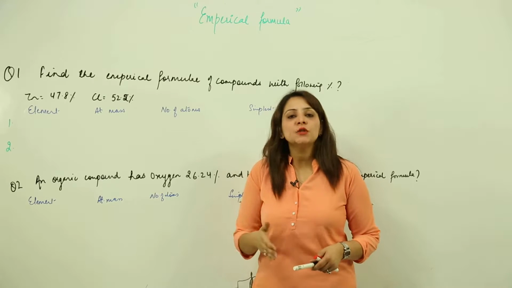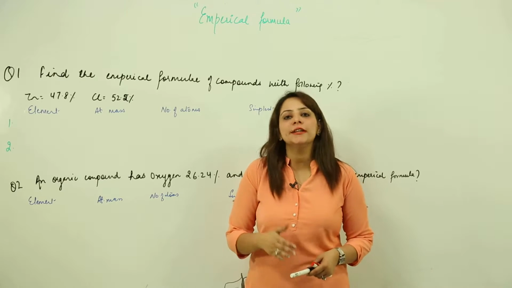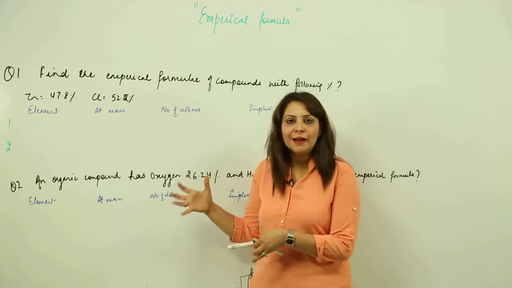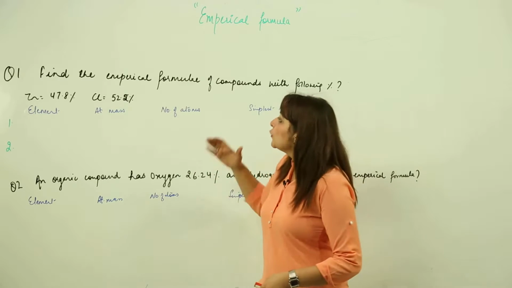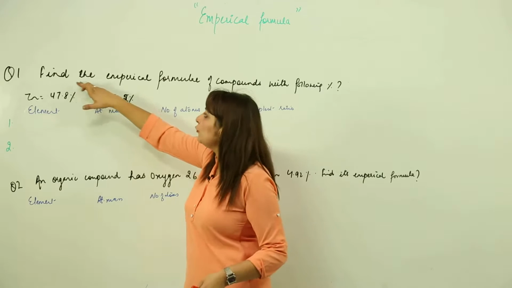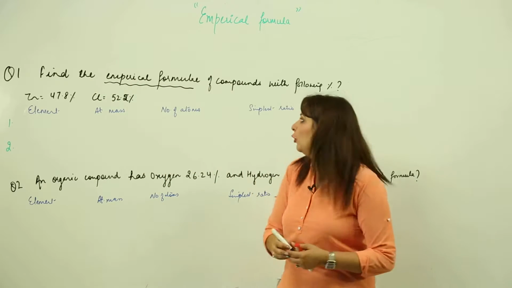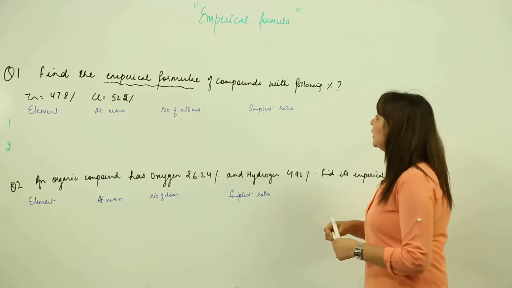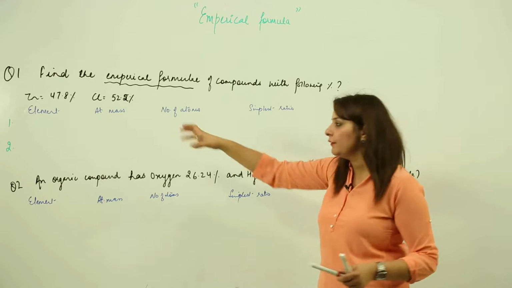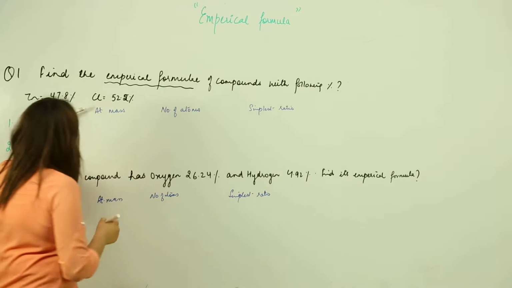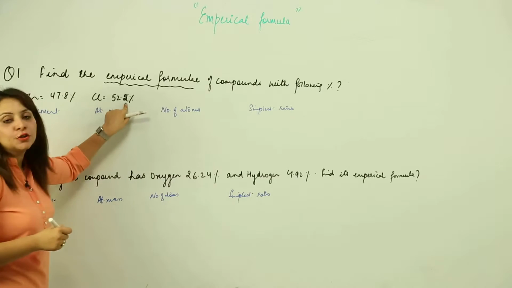Now we are going to start with the questions that are based on the empirical formula. So this is what I have for you. Just look at the board carefully. First, you need to find the empirical formula of the compound which contains the following data. We have zinc as 47.8% and chlorine as 52.2%.